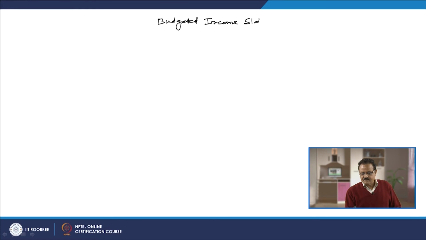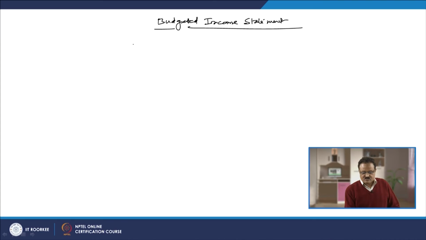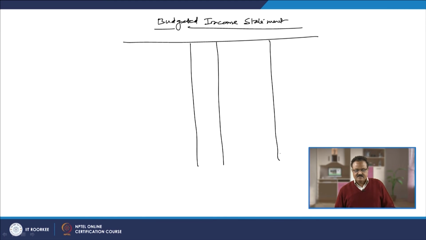Or you can call it as budgeted profit and loss account. I am preparing it in the T format for easy understanding. You can prepare it in the vertical order also, and these days we are preparing in vertical orders, but if I prepare in the T format, it will be very easy for you to understand. So, we will first prepare the format of this budgeted income statement, and the format is something like this. This is simply the T format, you must be seeing it.